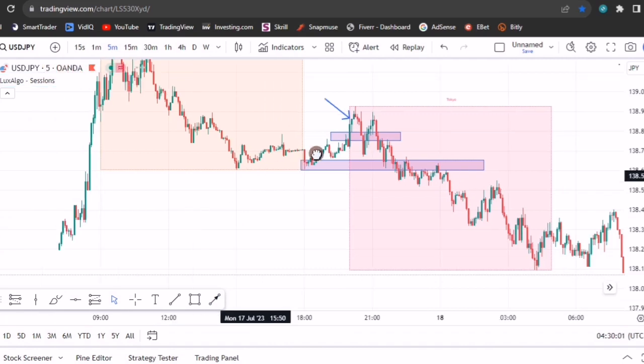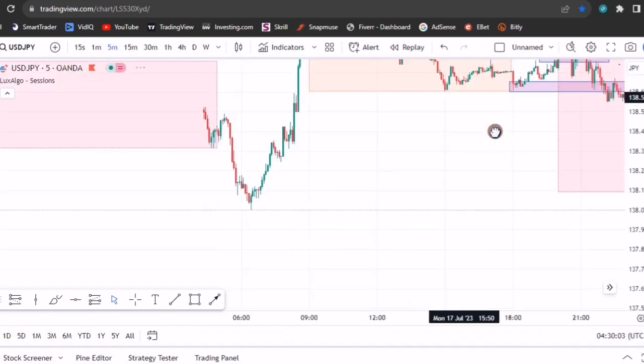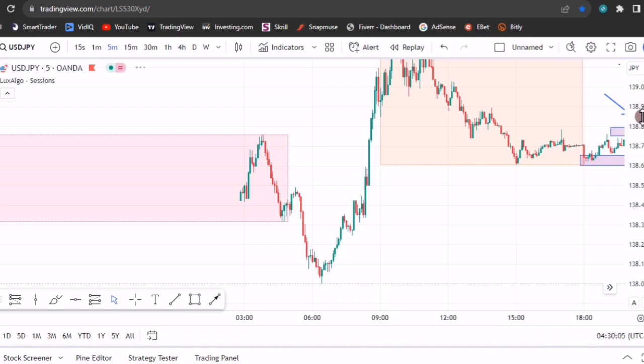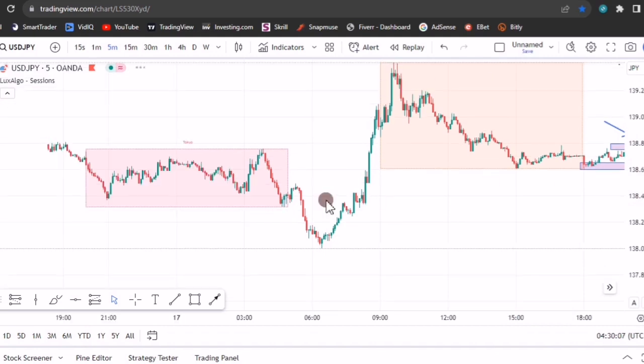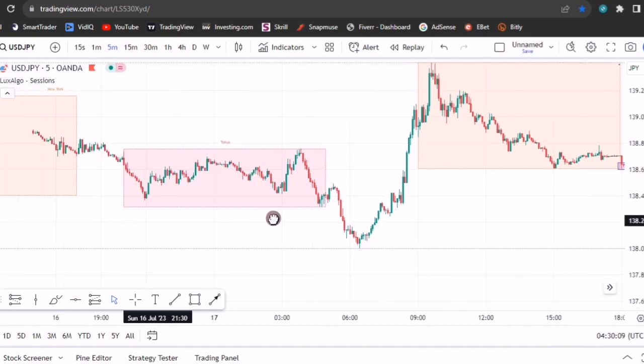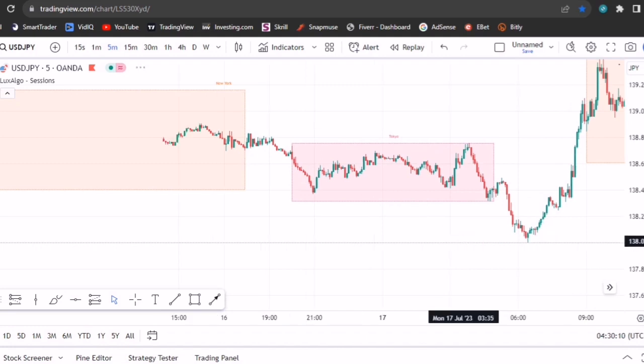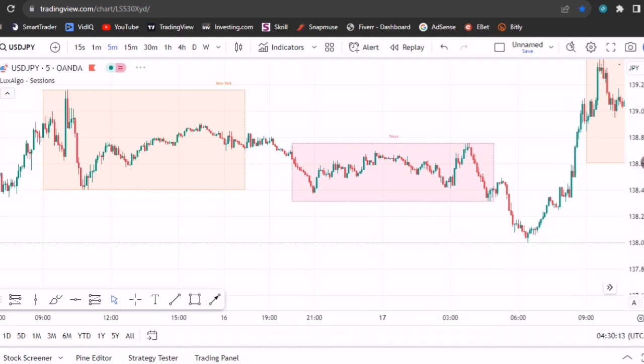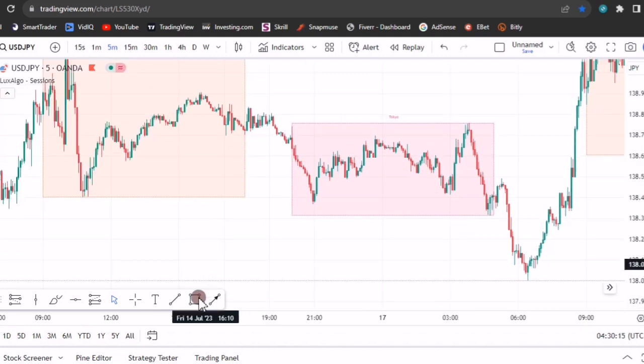Okay, I know there are other things that you can focus on, but I'm trying to keep this thing as simple as possible because there are a lot of struggling traders. Forex has been made too complicated.